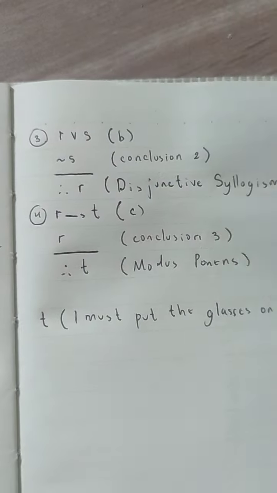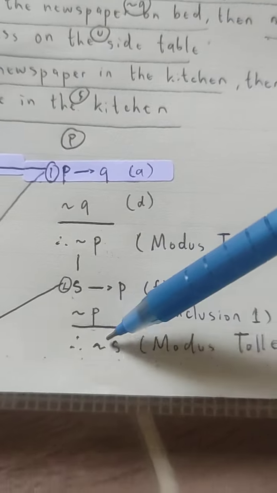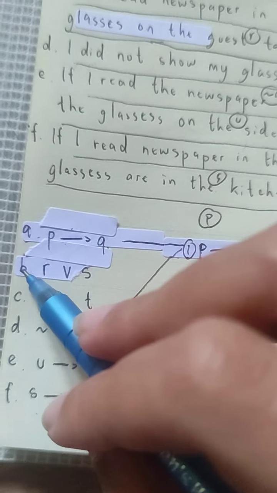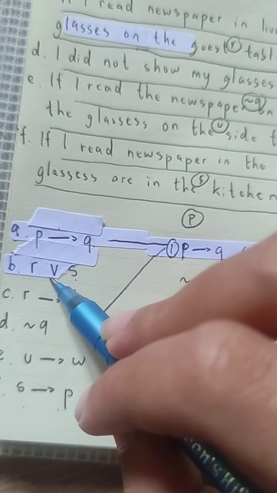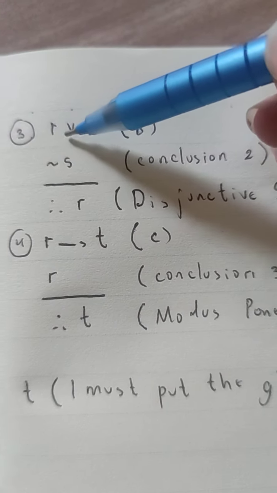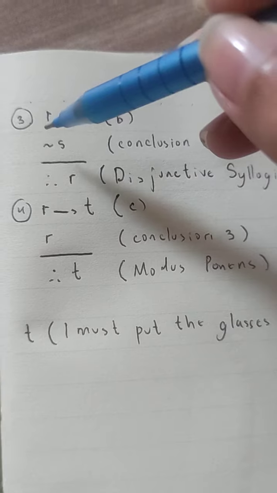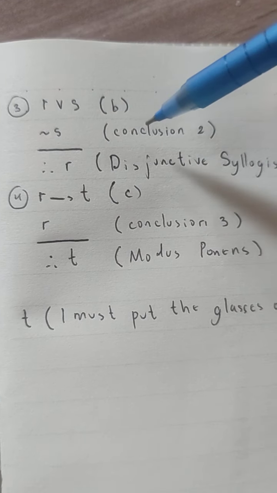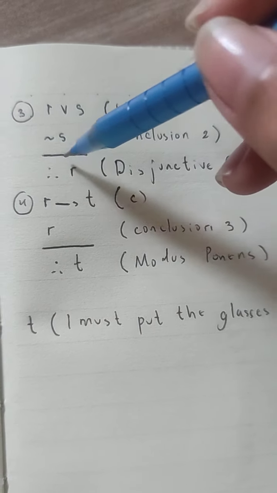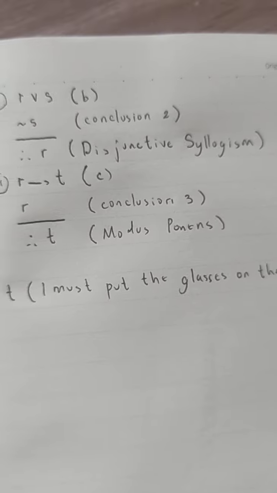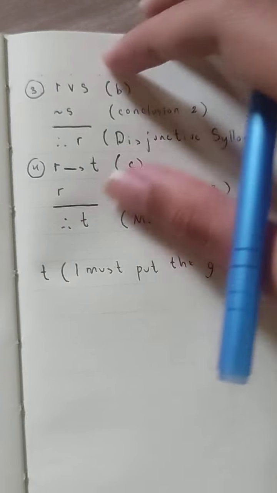And then we move on to number 3 because we find negation S. So we come back to the second point, which is B. Point B is R disjunction S. So we use that R disjunction S from point B. Then we use the conclusion from this number 2, and we find the conclusion R. We use disjunctive syllogism.